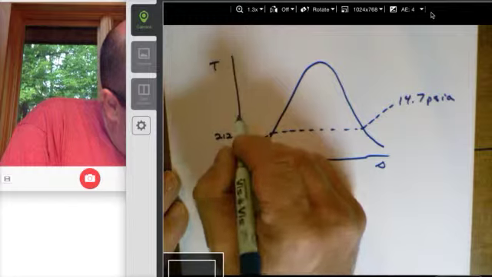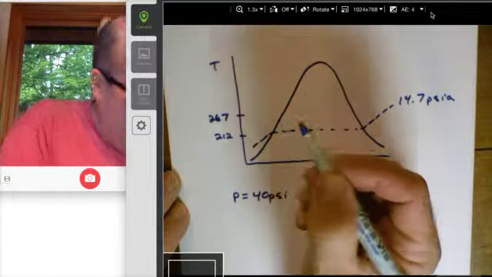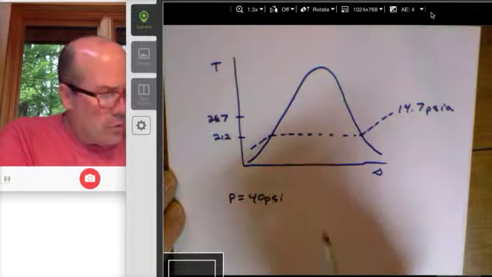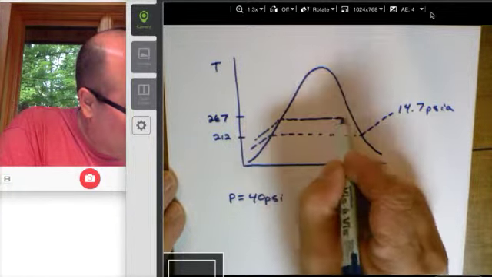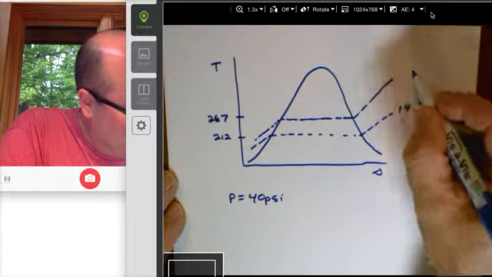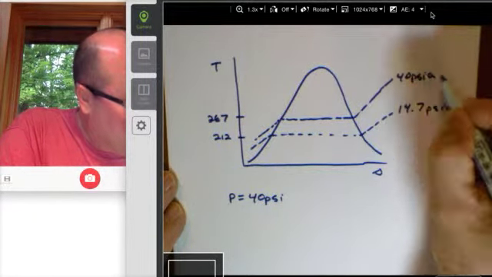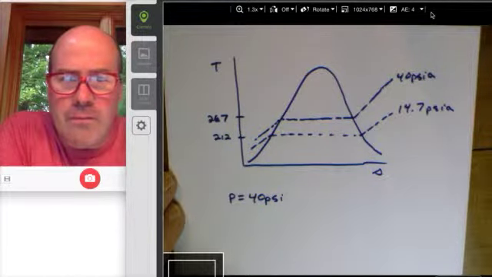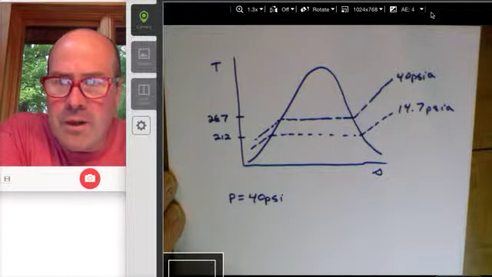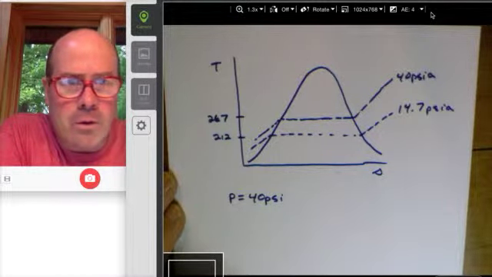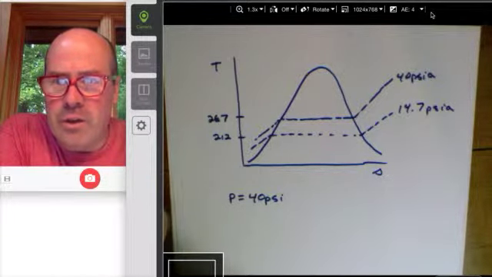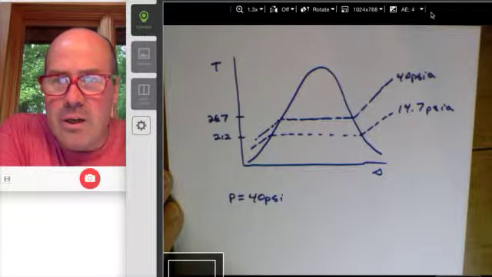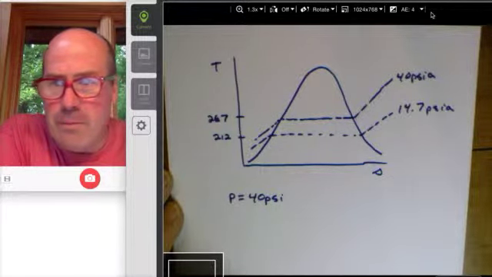So if this is 212, and this is 267, that means that the pressure line for 40 psi is above the pressure line for 14.7 psi. And it turns out that that's true up and down the entire vapor dome. In fact, the vapor dome is really nothing more than a graph of all those constant pressure lines.